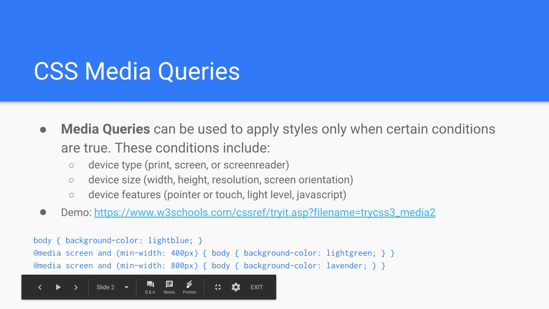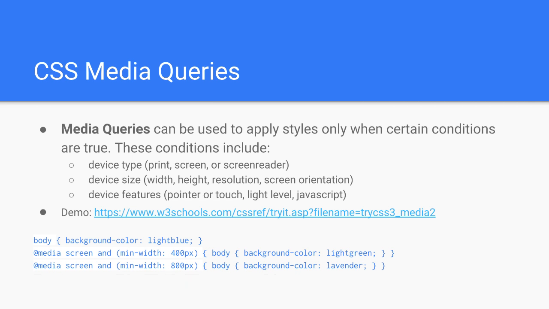So we can use what are called media queries to adjust our CSS or to provide different CSS for different types of screen sizes and different types of users. So again, we apply styles only when certain conditions are true. It's kind of like an if statement for your CSS. You can say if screen size is greater than whatever, apply this style. We have all different types of conditions we can use.